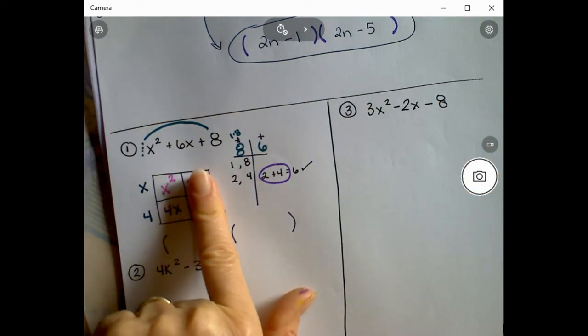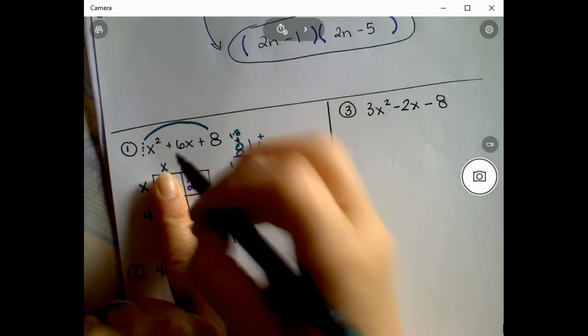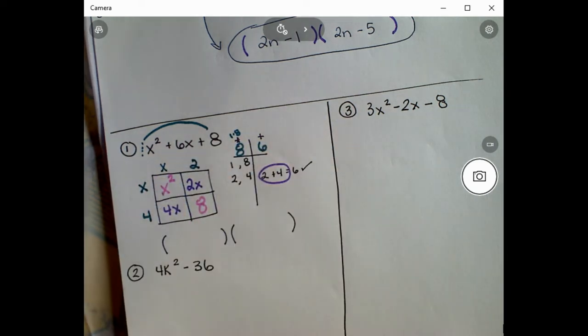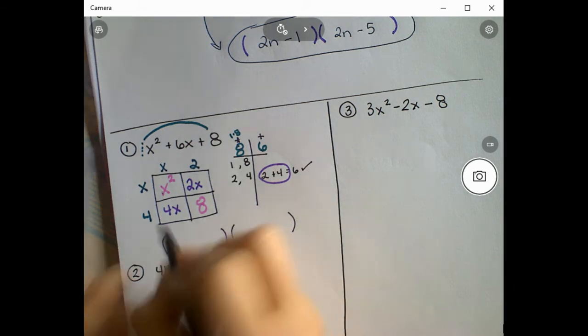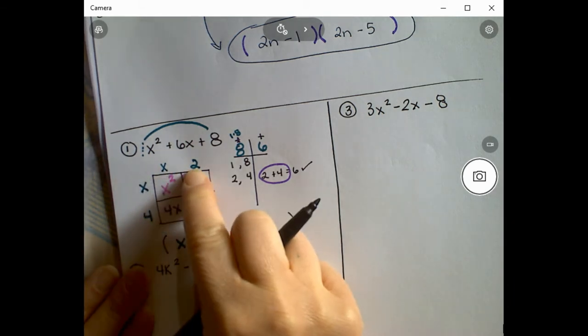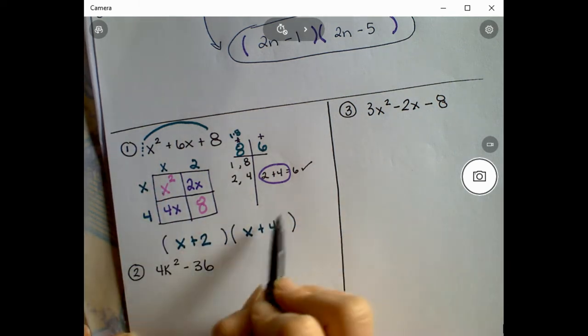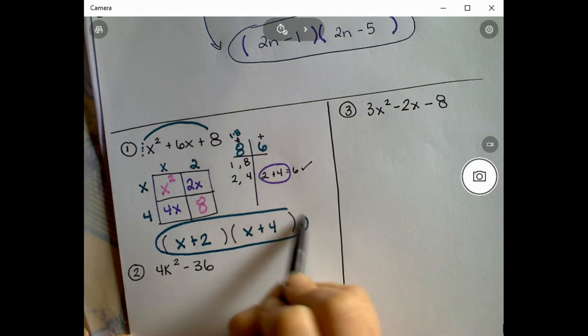What is the GCF of x squared and 4x? Just x. And what is the GCF of 2x and 8? 2. All right, so our answer will be x plus 2 and x plus 4.